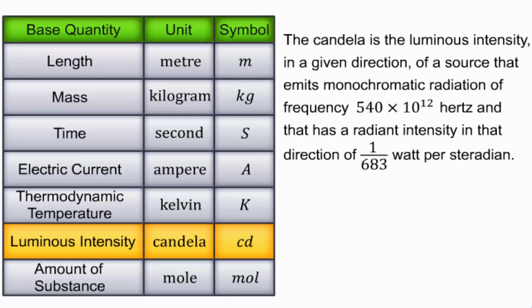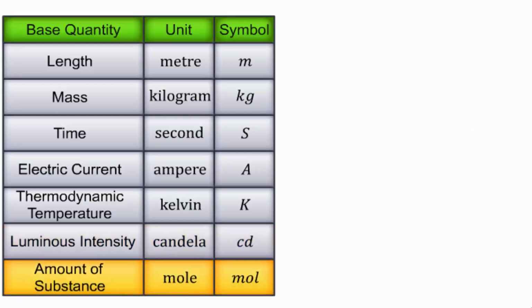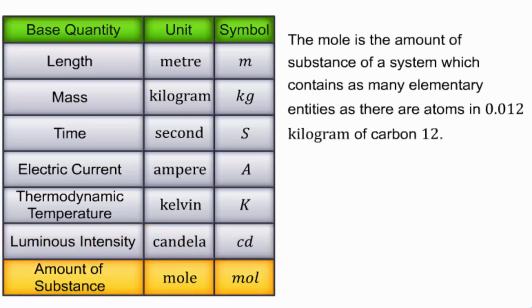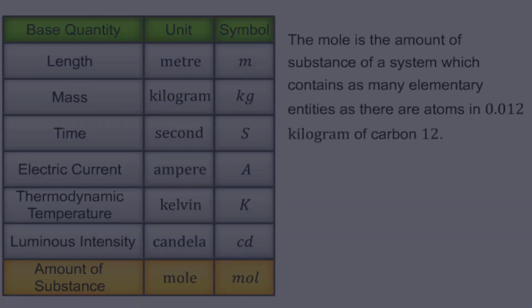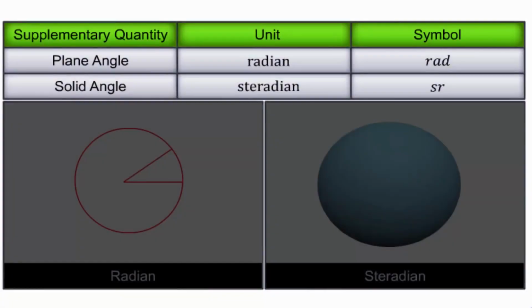An amount of substance which contains as many basic entities, such as atoms or molecules, in a system as equivalent to the number of atoms in a carbon-12 isotope is measured in mole, denoted by the small letters mol. Apart from these base units, SI has defined two more units for two supplementary quantities, namely plane angle and solid angle.